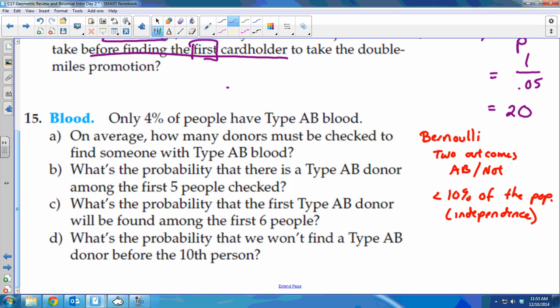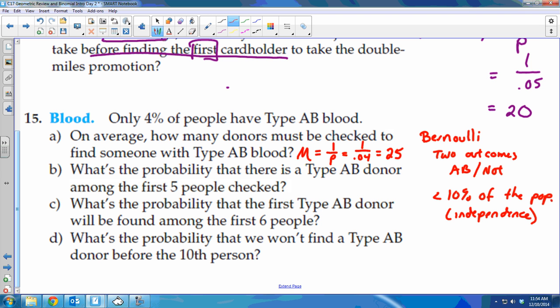On average, how many donors must be checked to find someone with type AB blood? Why is this geometric? We check to find someone, that's the same thing as saying to find the first someone with AB blood. So to find the expected value, which is 1 over p, in this case 1 over 0.04, which is 25. So we would expect to see 25 donors before we saw the first person that had AB blood.